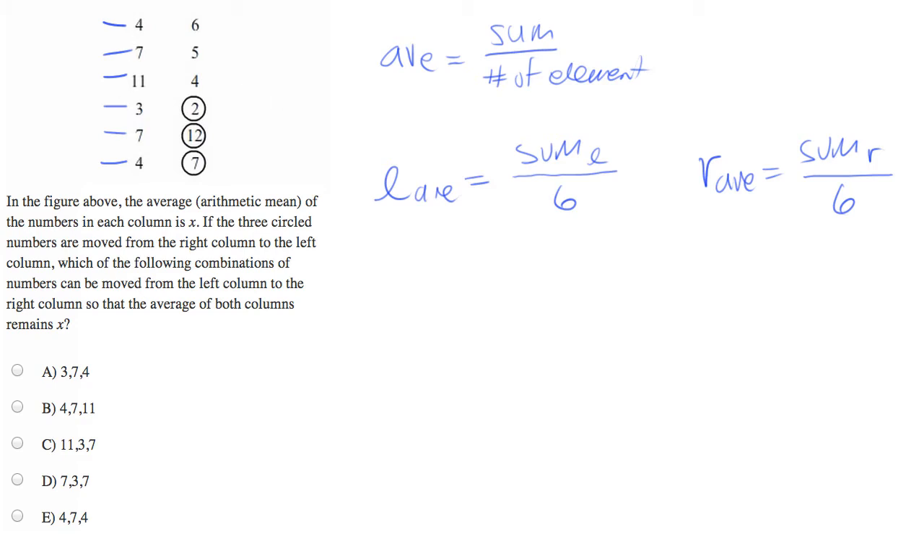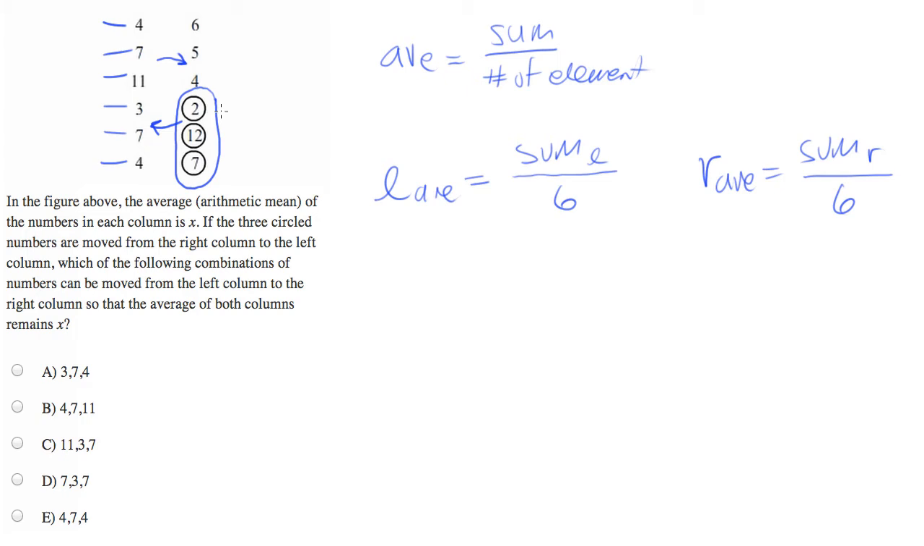And this is important because the question is asking us to take these 3 elements, which are circled, and move them into the left column. So if we do that, but we want to keep the averages the same, what that means is that we have to move back from the left to the right column certain numbers to keep the sum the same.